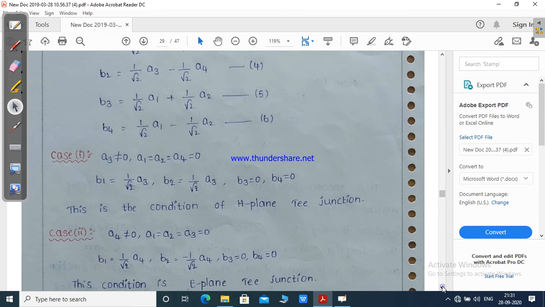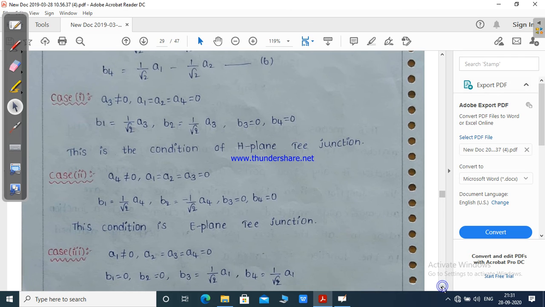And the next condition is A4 is not equal to 0. That means we are giving the input at the fourth port. We are taking input at the fourth port, and A1, A2, A3 is 0. That is, we are taking output at these 3 ports. That is the E plane T. Substituting these values in B1, B2, B3, B4, we get B1 is equal to 1 by root 2 into A4, B2 is equal to minus 1 by root 2 A4, B3 is 0, B4 0.